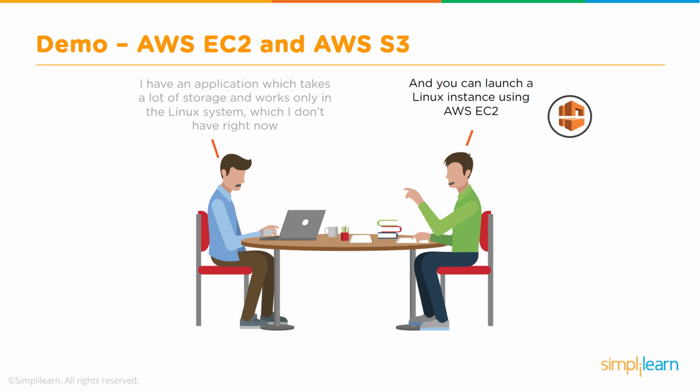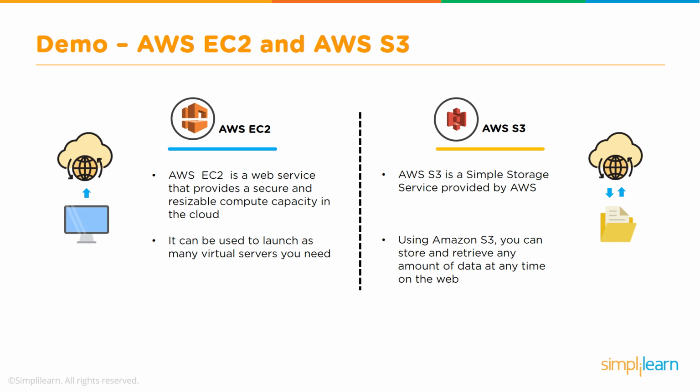And then the curious conversation builds up, and the first person wants to know what is EC2 and S3. And the second guy starts to explain that AWS EC2 is a web service that provides a secure and resizable compute capacity in the cloud. And EC2 can also be used to launch as many virtual servers as we need. And about S3, he explains AWS S3 is a simple storage service provided by AWS. He explains further, saying that using Amazon S3, we can store and retrieve any amount of data at any time on the web.